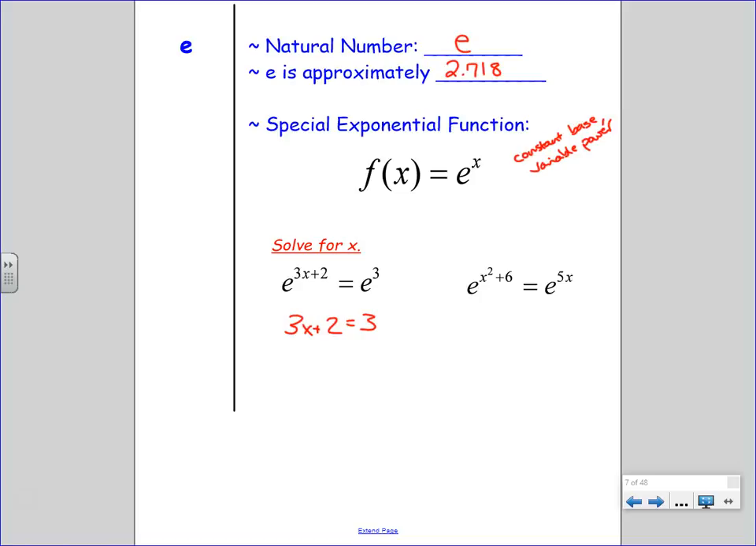So subtract the 2, we get 1. Divide by the 3, just for the sake of time, we'll do the algebra fast. 1/3. No big deal.